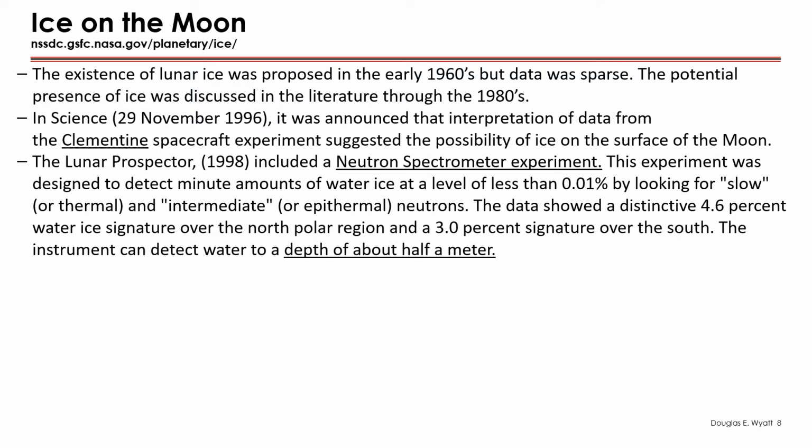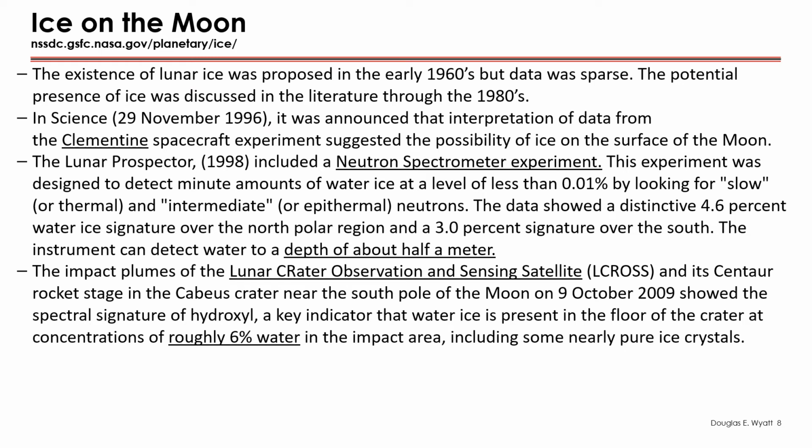Then the Lunar Prospector in 1998 had a neutron spectrometer experiment on board that could detect very minute amounts of water ice by looking for thermal neutrons, and it detected water over both the north and south polar region at significant percentages. What's important is this neutron spectrometer could not only look at the surface of the moon, but to a depth of about half a meter. So we were beginning to see ice on the surface and below in the subsurface.